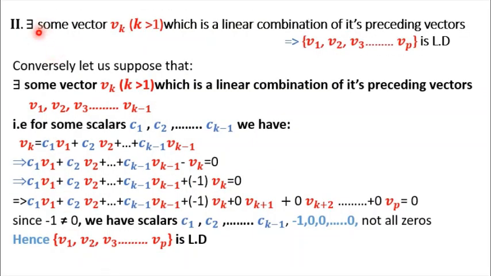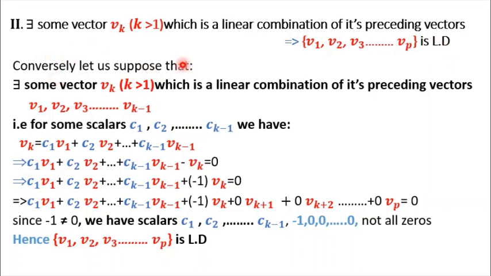So let us now prove the second part. What is the second part of this theorem? In this, I will suppose that there exists some vector vk for k greater than 1, that means from v2, v3 and so on, not v1, which is a linear combination of its preceding vectors. Then supposing that, I have to prove the set containing these p vectors is linearly dependent.